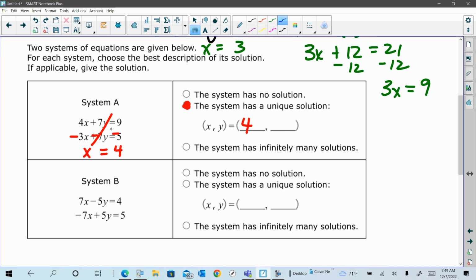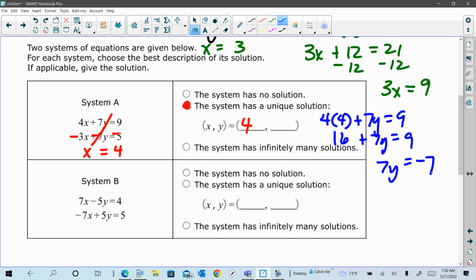So then we just got to plug it back in to get the y. To plug it back in, I'm just going to say, well, 4 times x, which is 4, plus 7y equals 9. Well, that's 16. So my 7y equals, if I subtract 16, a -7, which means my y is going to be a -1.